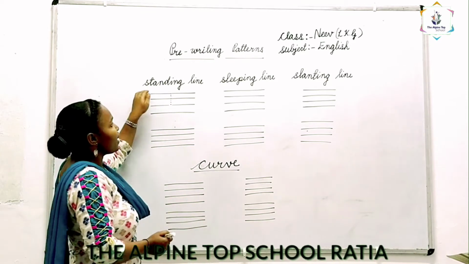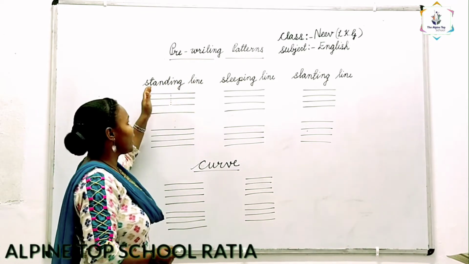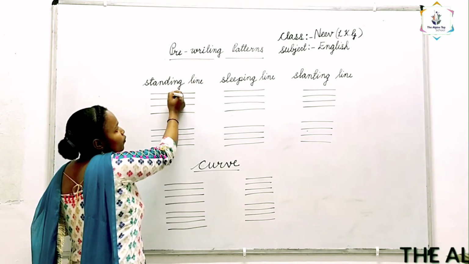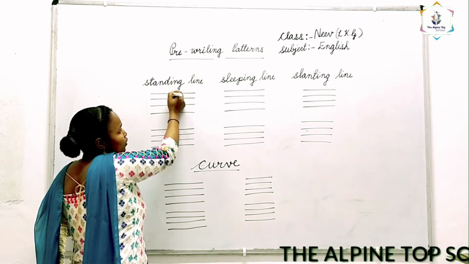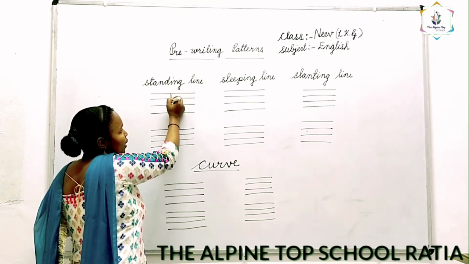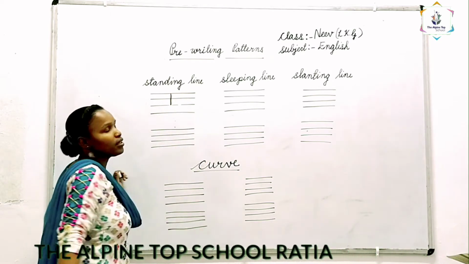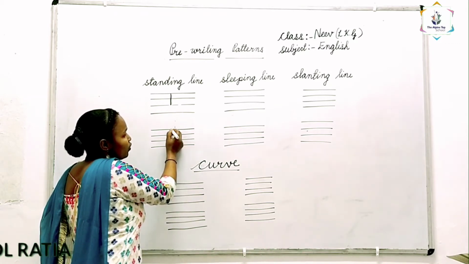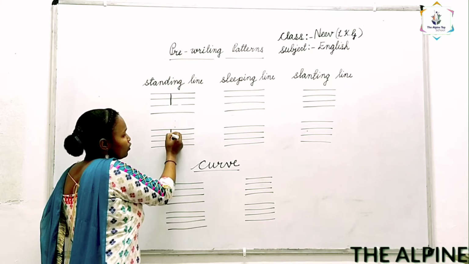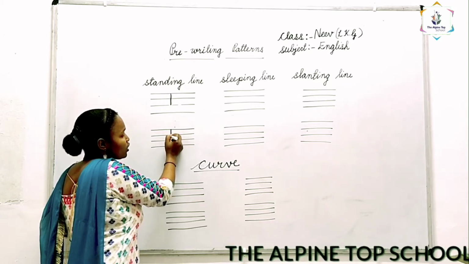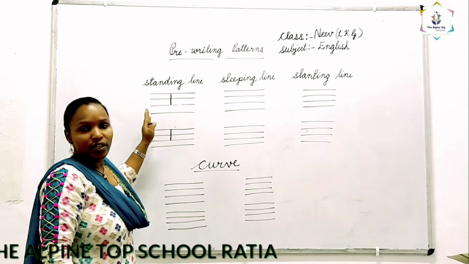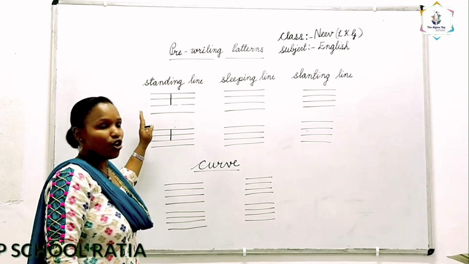What is a standing line? Here is written standing line. Standing line means, see, from the above line, the first line, to the third line. The line should be straight. This is called a standing line. Once more, from the first line, touch the second line, cross the second line, then touch the third line. This is called a standing line.